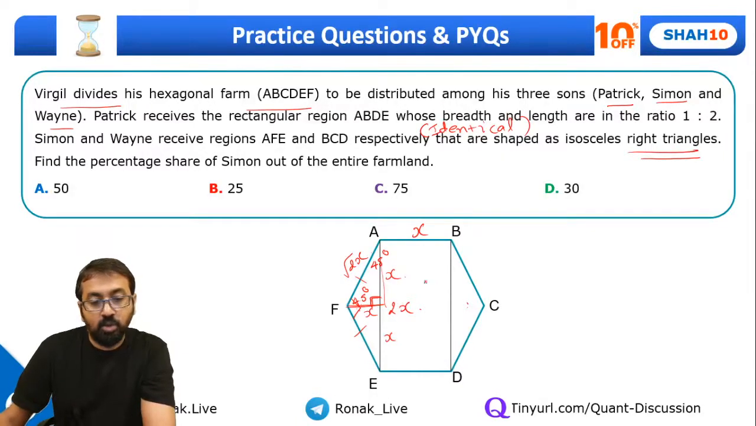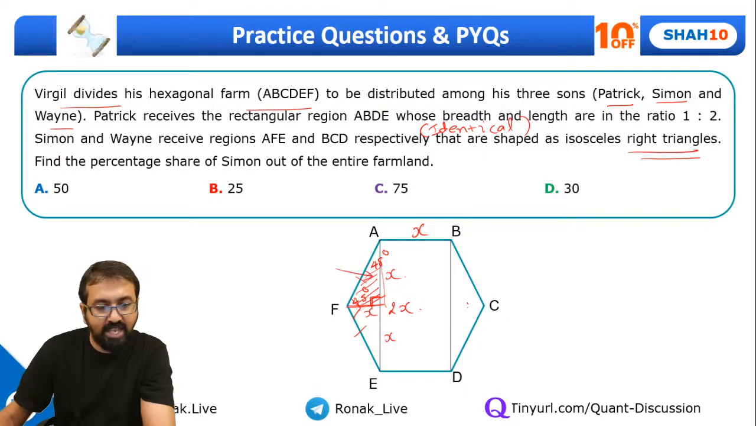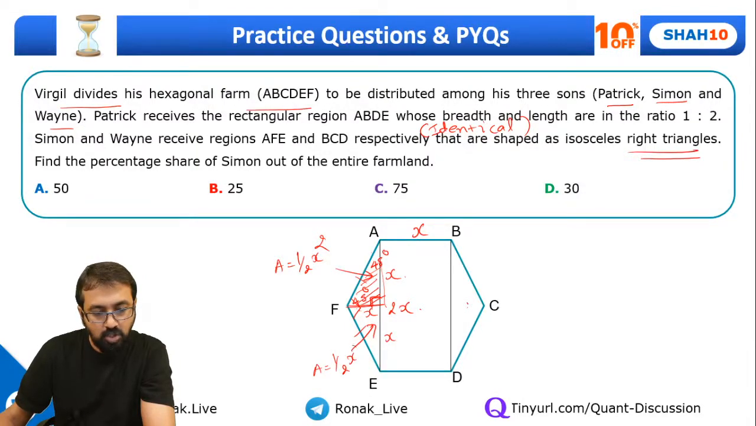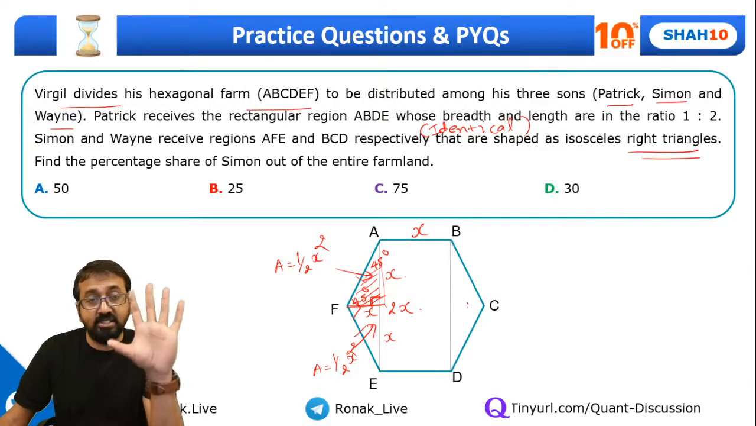Okay. Now what do we need to find out? In fact, we don't require this root 2x. We just wanted this one. So what is the area of this smaller triangle? It's 1/2 x into x. That is 1/2 x square. So area is equal to 1/2 x square. Same way, area of this one is 1/2 x square. So what is the area received by Simon? Can I say half x square, half x square? That is, he received x square.